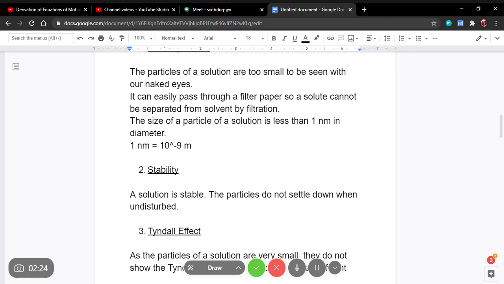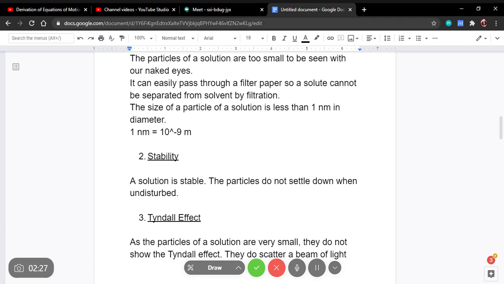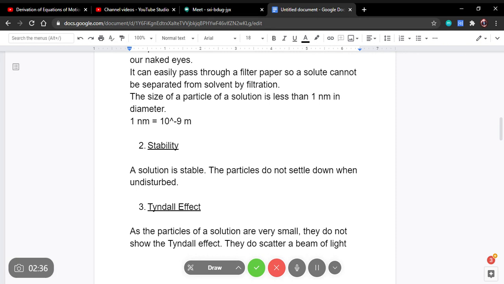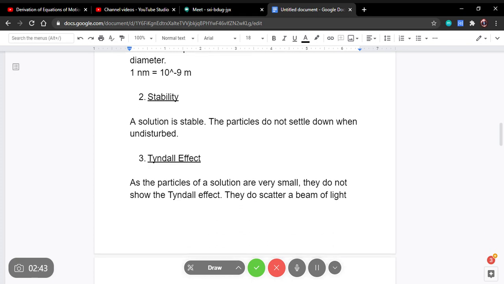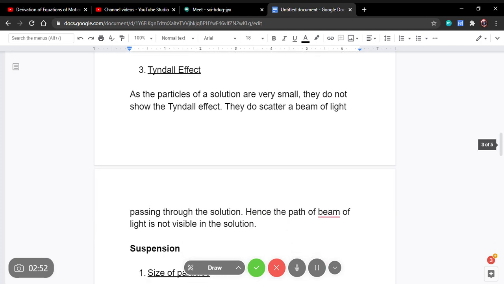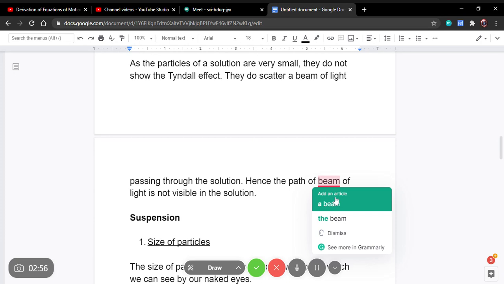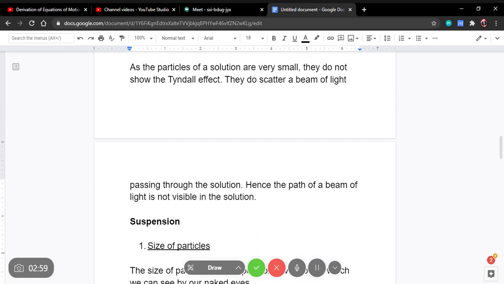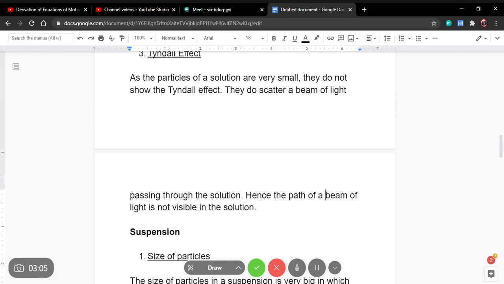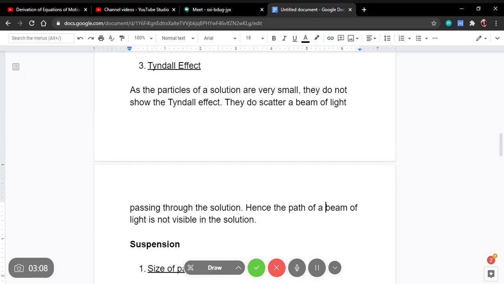It's really, really small. On the basis of stability, a solution is stable. Stable means that the particles do not settle down when left undisturbed. The particles in a solution do not settle down because they are dissolved in the solvent. Next, on the basis of the Tyndall effect, the particles of a solution are too small to show it. They do not scatter a beam of light passing through the solution, hence the beam of light is not visible in the solution. When the particles are so small, they can't scatter a beam of light. So, a solution does not possess the Tyndall effect.